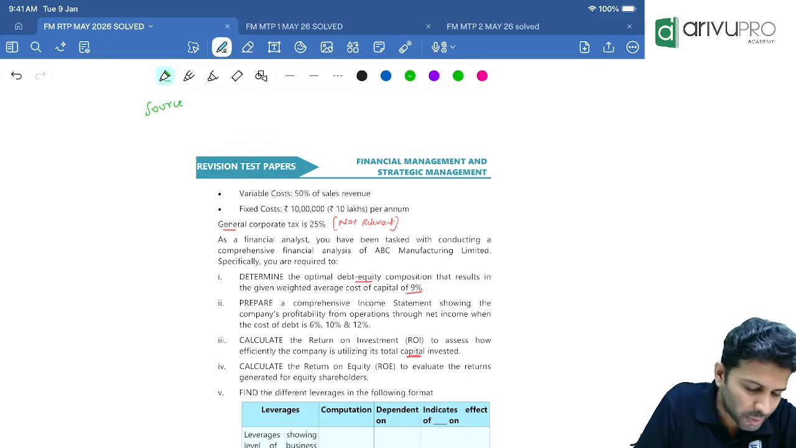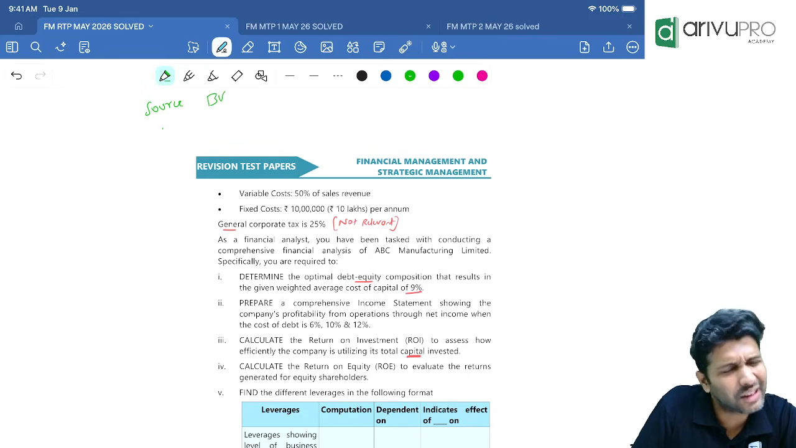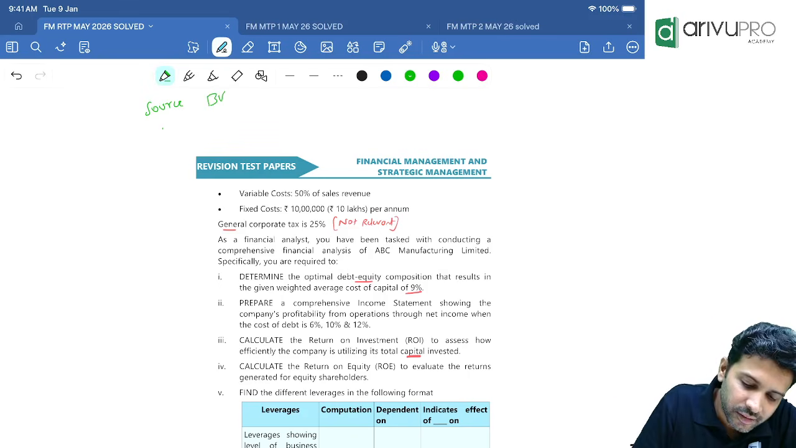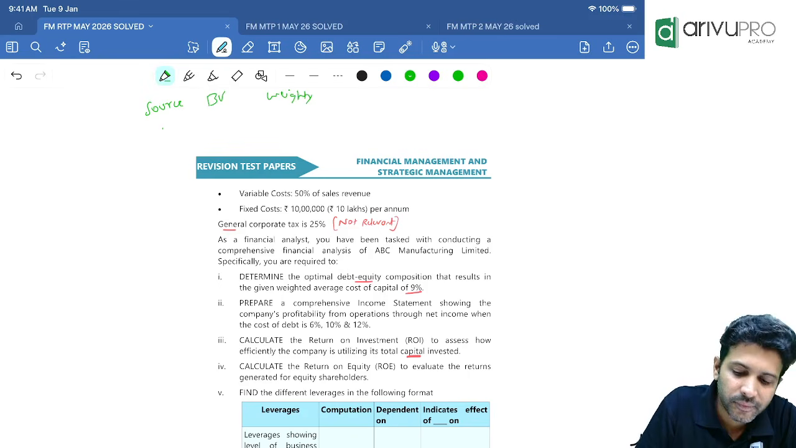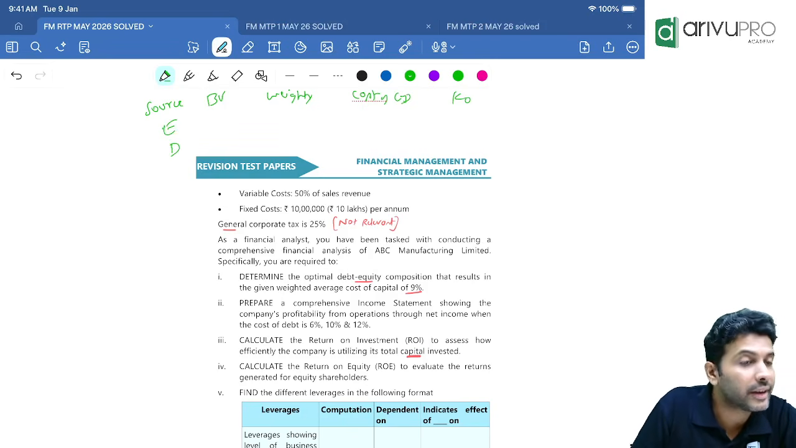Source. So after source, we used to write the market value or book value. Let's assume book value here, and then weight, after-tax cost of capital, and then you get KO. In the source column, we write equity and debt.